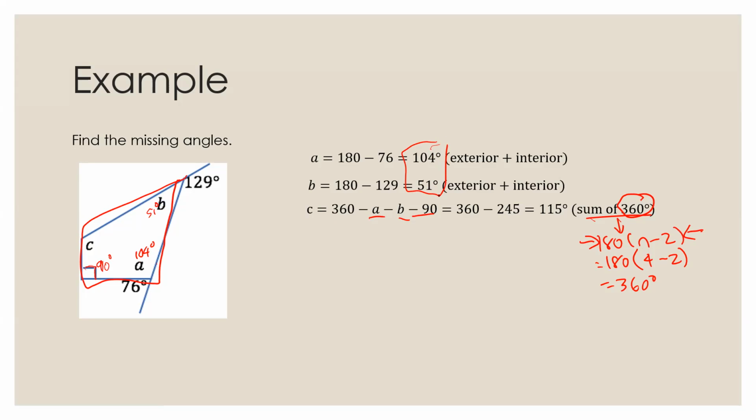104 plus 51 is 155, and then we add 90, so we get 245. That seems correct. So 360 minus 245 gives us a total answer of 115 degrees. And one really important thing when you're looking at your answer, always make sure that it makes sense with the picture given. Keep in mind that the textbook is not drawn to scale.